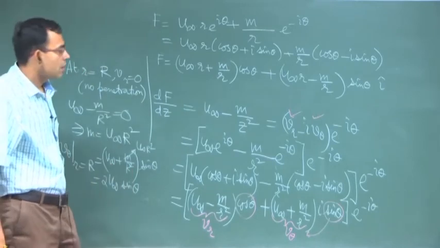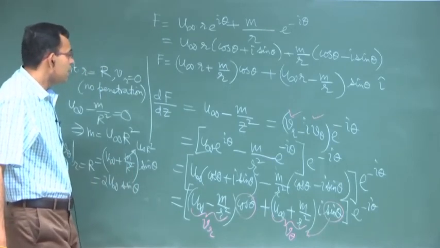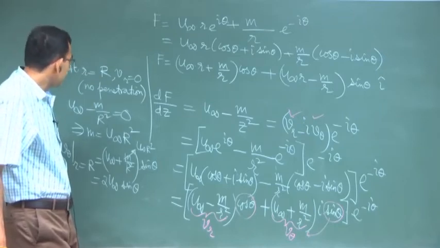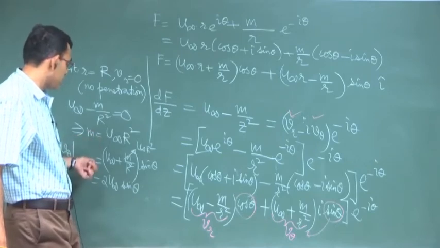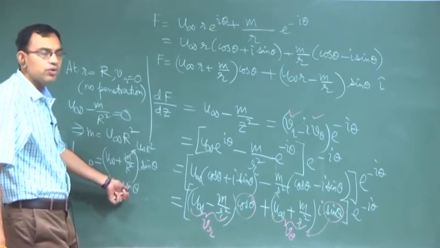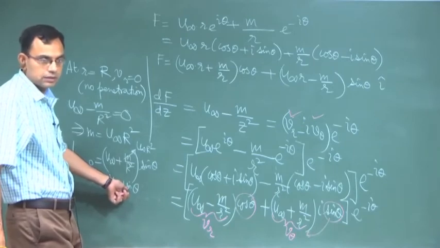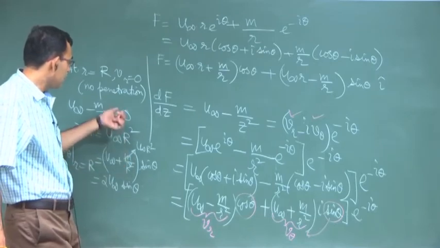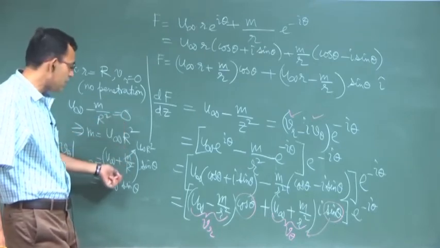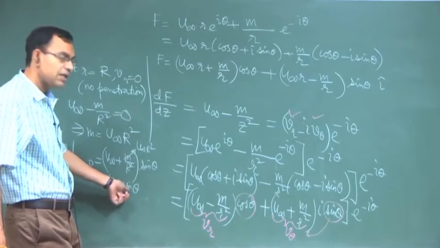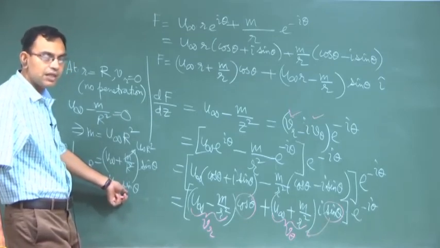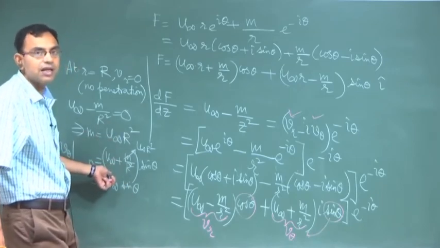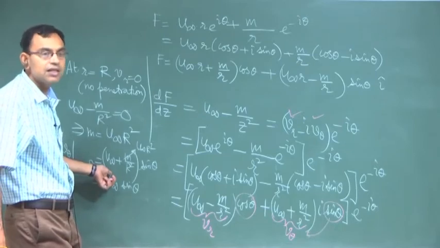Now, look at the expressions for velocity also. What happens at theta equal to 0 and theta equal to pi? Vr is 0 for all locations on the cylinder, that is how it is designed. V theta will be 0 when theta is 0 and theta is pi. So, at theta equal to 0 and theta equal to pi, you have both Vr and V theta 0, that means the resultant velocity is 0. So, these are called stagnation points.